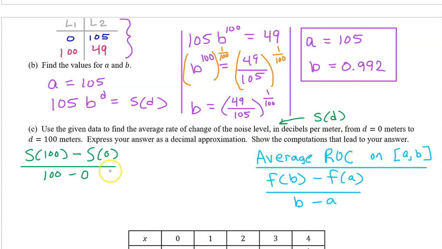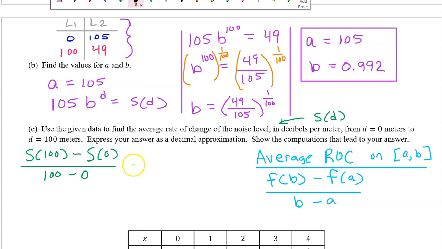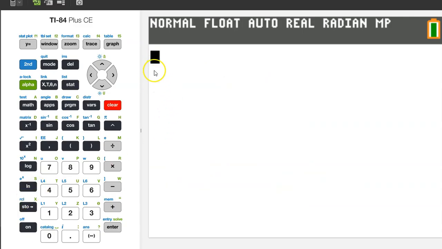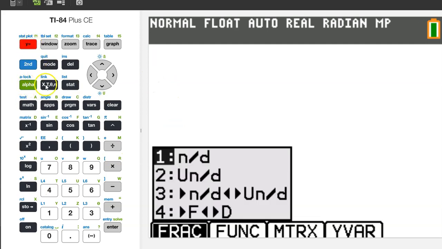Because we told the calculator to store the regression model as Y1, when you type this into your calculator in a moment, it's going to look like this. You don't need to write this on your paper. This is just so you know. It's going to be Y1 at 100 minus Y1 at 0 divided by 100 minus 0. This is what we're typing into the calculator. Set up a proper fraction however you know to do that.